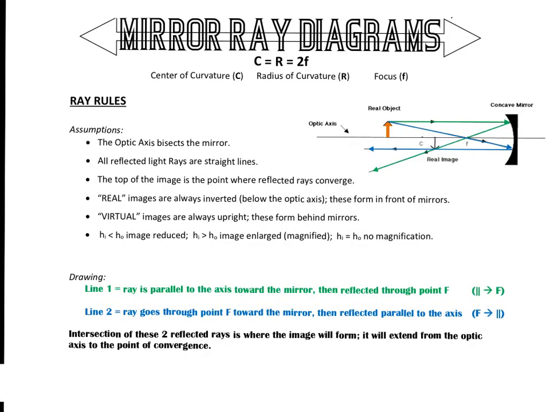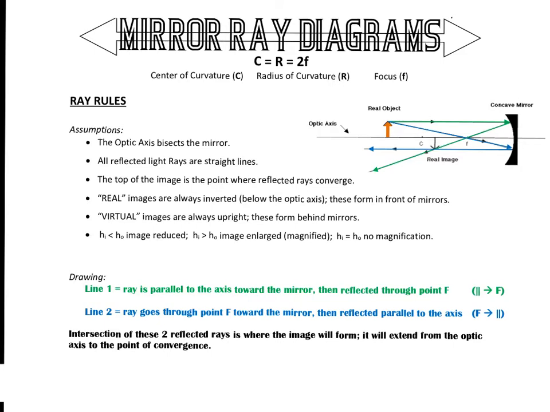When doing these ray diagrams, there are some basic assumptions. First, there is a midline called the optic axis, which bisects the mirror. When we did waves, we called this the equilibrium line. All of the reflected rays will travel in straight lines, both the ones going from the image to the mirror and the reflected ones coming off the mirror. The top of the image is that point where these reflected rays all meet up together or converge.